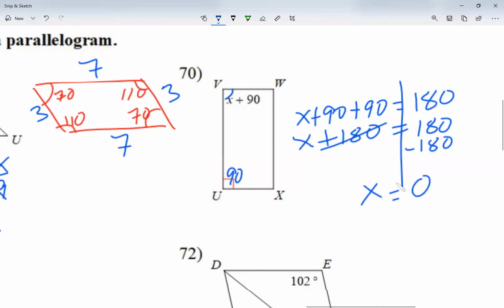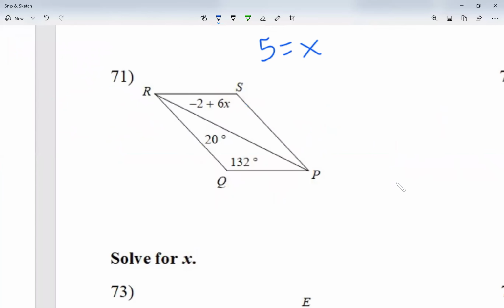Now looking at 71 and 72, we're still dealing with parallelograms. The only thing is that I have these diagonals inside. I have a diagonal. But when I'm looking at the entire angle R, let me see, the entire angle R is -2 plus 6x plus 20, right? The entire angle R, if I add it to angle Q, I'm going to say this is equal to 180. The entire angle R plus angle Q, when I add them up, equals 180.